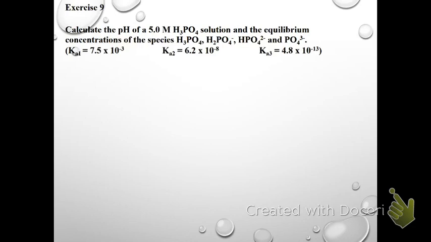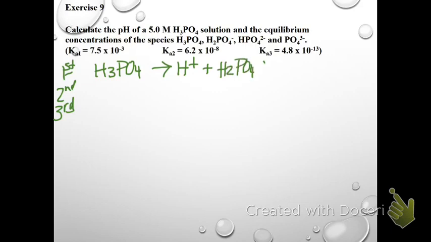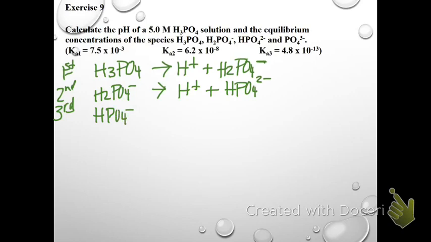This one is fun. Okay. It's H3PO4, which means it has 3 dissociations. So here's where I made a grave mistake earlier, so I'm not going to make this grave mistake this time. I'm going to write out the first, the second, and the third dissociation. The first dissociation will be H3PO4 yields H plus and H2PO4 minus, right? The second dissociation is H2PO4 minus yields H plus and HPO4 2 minus, and then the last dissociation is HPO4 minus yields H plus and PO4 3 minus.